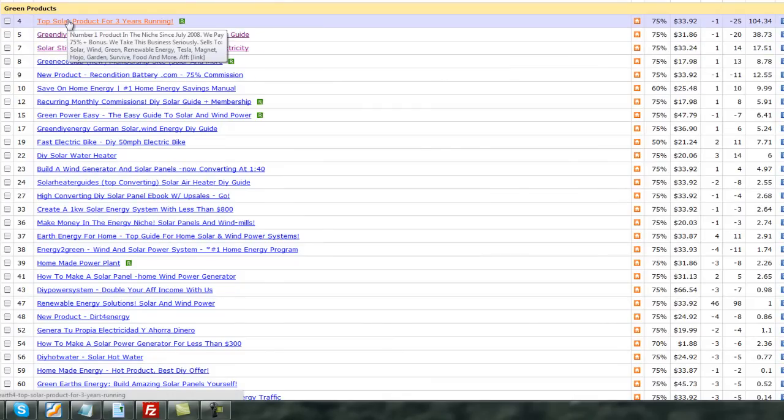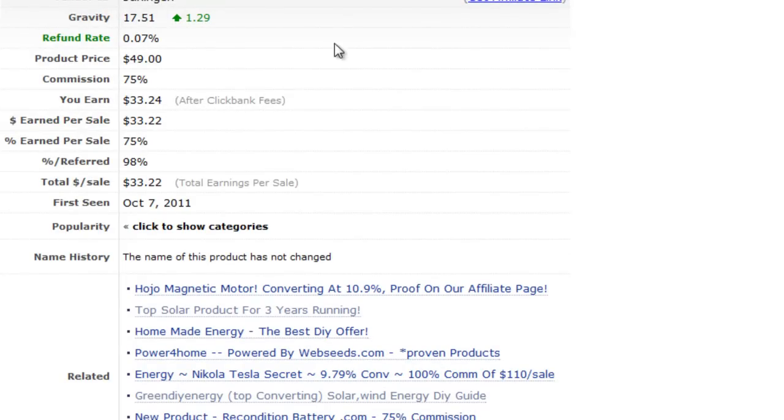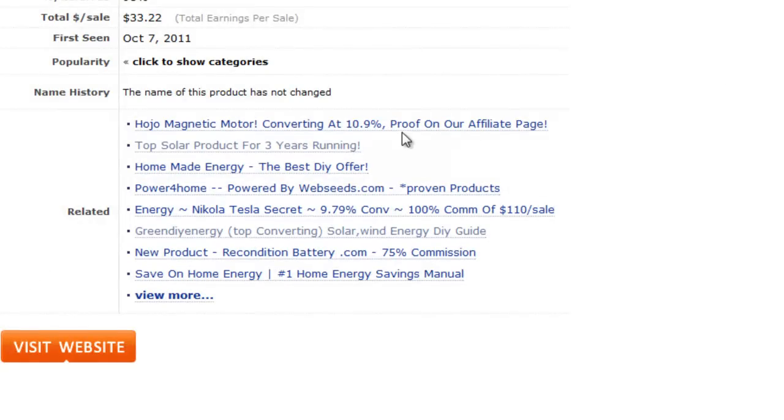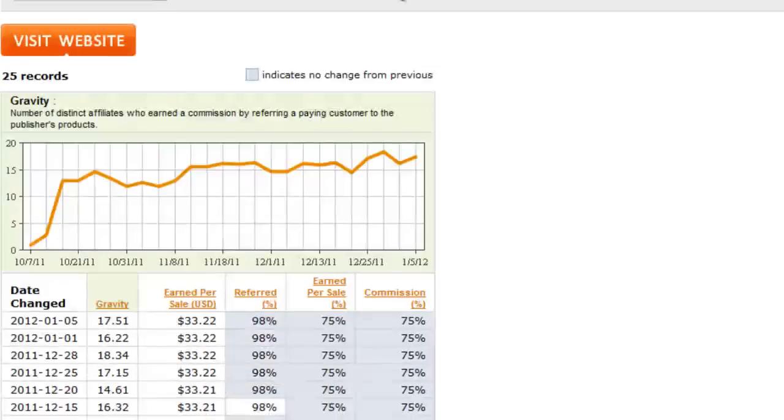So let's have a look at this one here, for instance, with this gravity of 17. We can see it's got a refund rate of 0.07%. That's pretty good. And we can see we're getting paid 75% commission. They've given us some alternative products here, and this product was first seen last year in October.